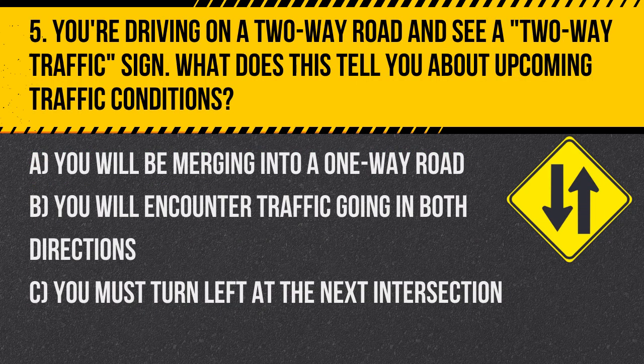Question 5. You're driving on a two-way road and see a two-way traffic sign. What does this tell you about upcoming traffic conditions? A. You will be merging into a one-way road. B. You will encounter traffic going in both directions. C. You must turn left at the next intersection. Answer. B. You will encounter traffic going in both directions. This sign warns drivers that the road will have traffic moving in both directions.